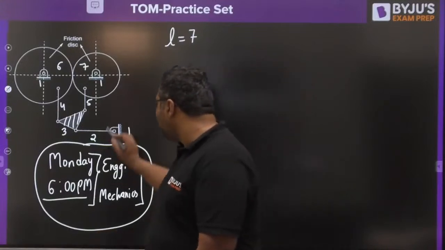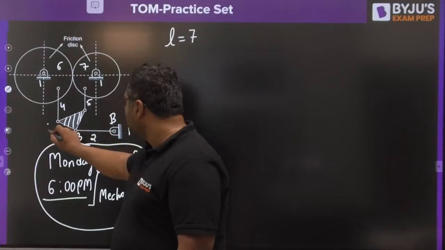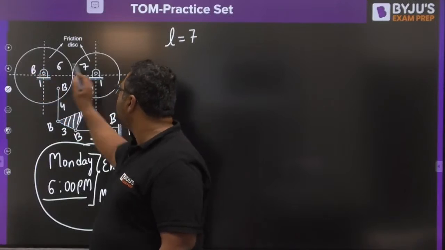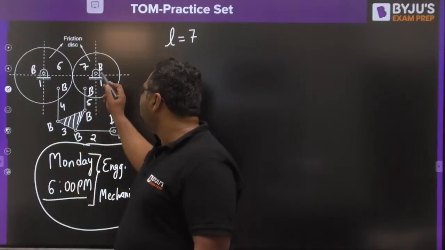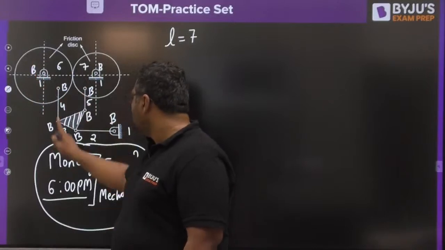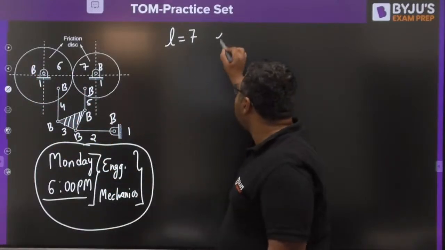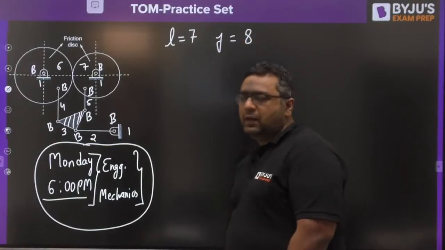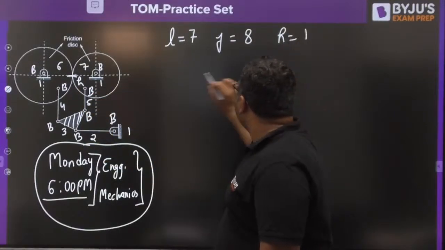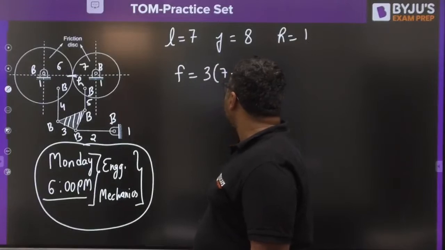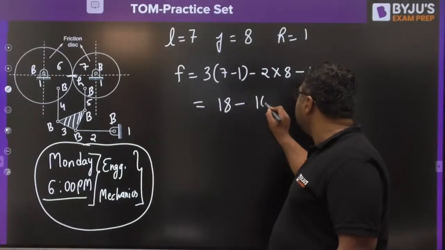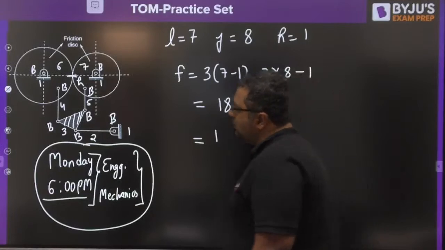So links are 7. Joints: this is a binary, this is a binary, this is a binary, this is binary, this is binary, this is binary, this is binary, and this is binary. Because here 1 and 7 are connected, here 1 and 6 are connected. So my dear, 1, 2, 3, 4, 5, 6, 7, 8. Number of joints are 8. And my dear, there is one higher pair. When you put the value in 3 into L minus 1, so 18 minus 16 minus 1. 1 is the answer.